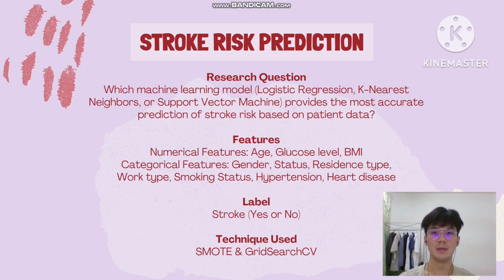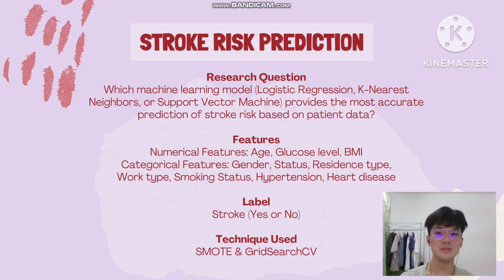I'm Han Yong Ting, and I want to present the stroke risk prediction. The research question is which machine learning model, including logistic regression, nearest neighbor, or support vector machine, provided the most accurate prediction of stroke risk based on the patient data.